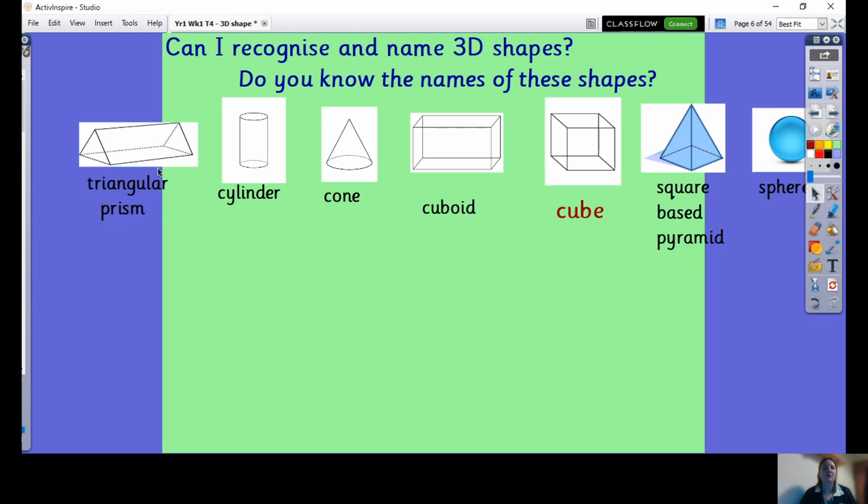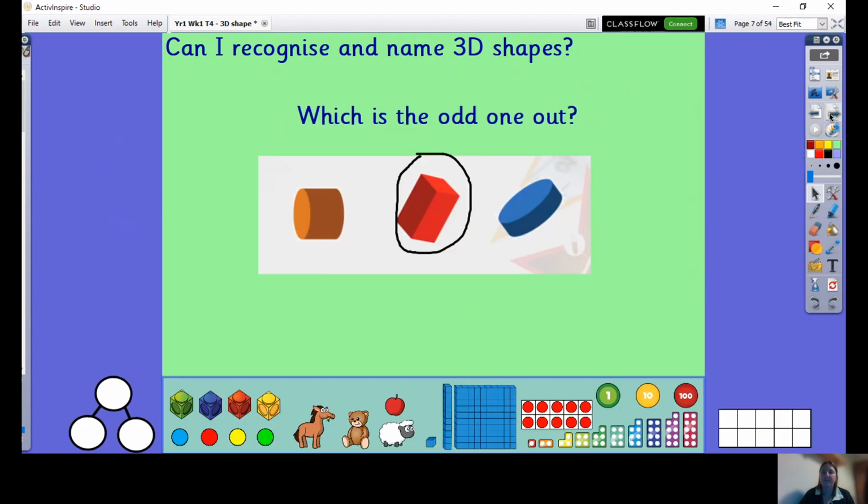Okay, so once more: triangular prism, cylinder, cone, cuboid, cube, square-based pyramid, sphere. Okay, don't worry if you're not remembering those names. As I say, as the week goes on, hopefully you should start remembering them.